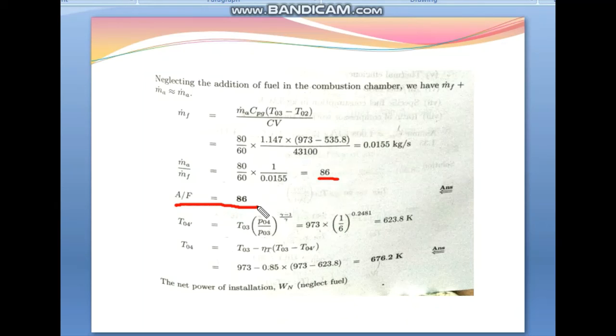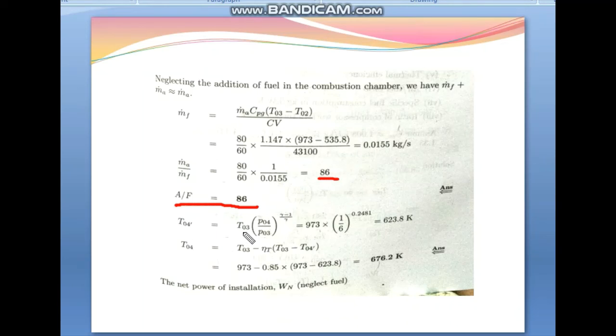Okay, so now let's find out the temperature T4 dash. T4 dash is the temperature if the turbine follows the reversible adiabatic process, or the isentropic process. T4 dash is the outlet temperature of the turbine in the ideal case.